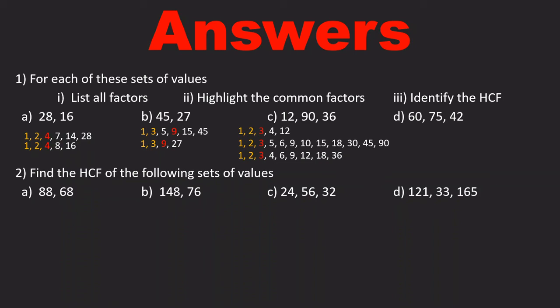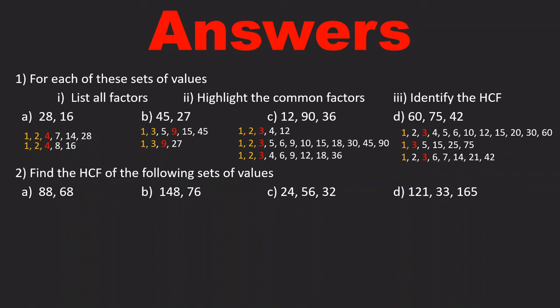For question C, we've got 3 sets of numbers this time. I've listed all of the factors of each of those numbers. You can see that all 3 of those numbers have 1, 2, and 3 as common factors, but 3 is the highest common factor that all 3 of these numbers share. Question D, there's all my factors, and all 3 of these numbers can be divided by 1 or by 3, but the highest common factor of all 3 numbers is 3.